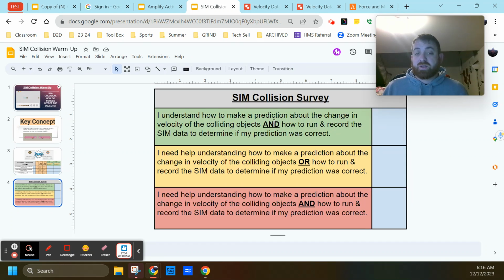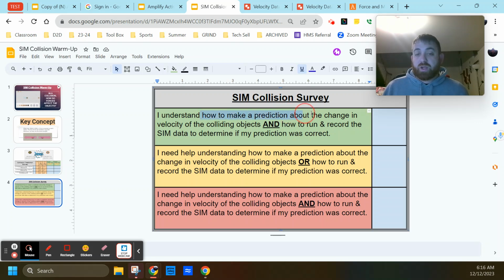So take a moment and ask yourself, do you understand how to make your prediction about the change in velocity of our colliding objects? Do you understand how to run and record the sim data to determine if your prediction was correct? Take a moment, fill out the survey. If you put your X in yellow or red, reach out, and as always, good luck.